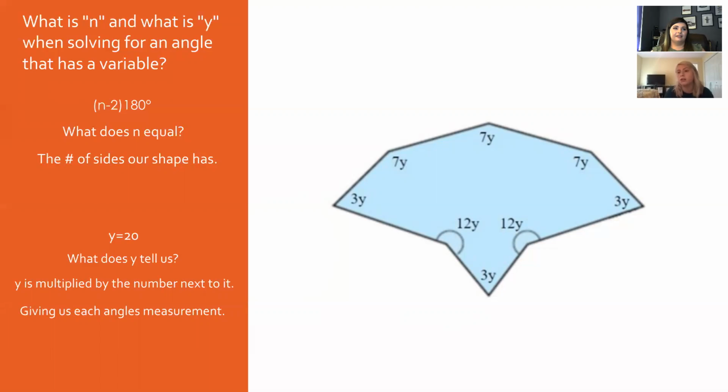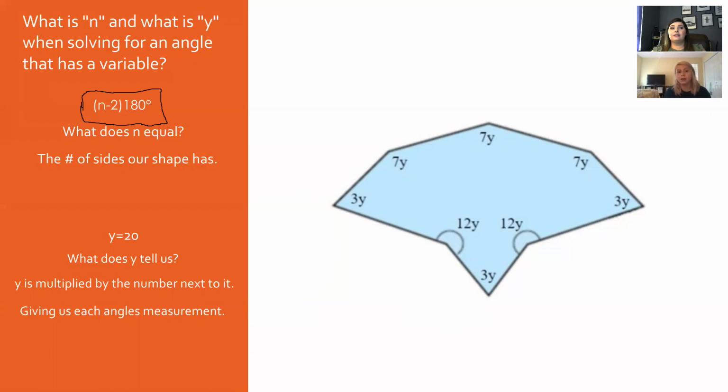And we talked a lot about this going over our two teachers, because we always want to tell our students to label what they know first before trying to solve any kind of problem. So we see our equation right here, n minus 2 times 180. We don't know what n is, so how would we know what to put inside of these parentheses? So what does n equal?